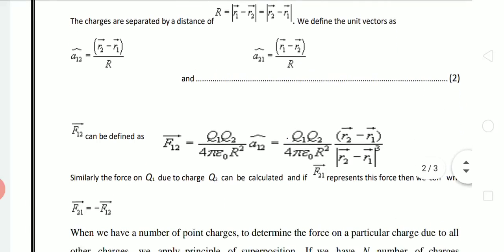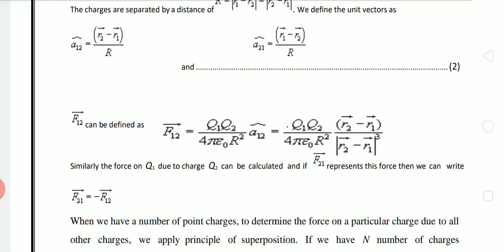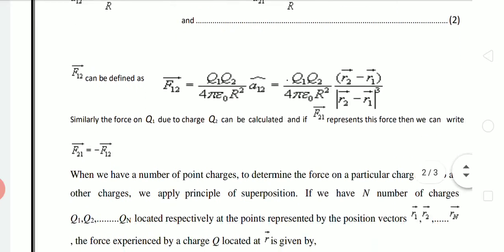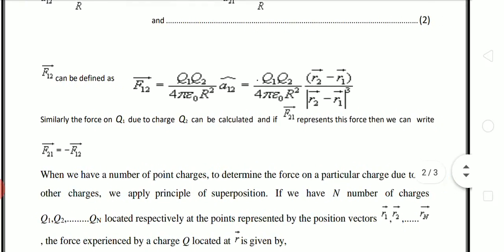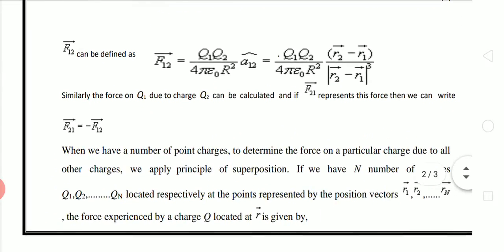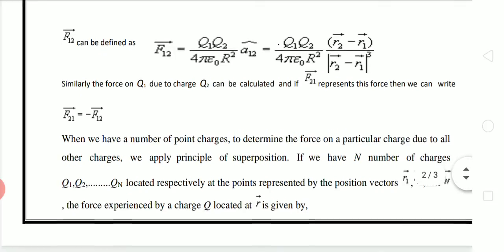For that, F12 can be defined as F12 is equal to Q1 Q2 by 4 pi epsilon naught R square into A12. That is equal to Q1 Q2 by 4 pi epsilon naught R square into R2 minus R1 by modulus of R2 minus R1 whole cube. Similarly, the force on Q2 due to charge Q1 can be calculated, and if F21 represents this force, then we can write F21 is equal to minus F12.